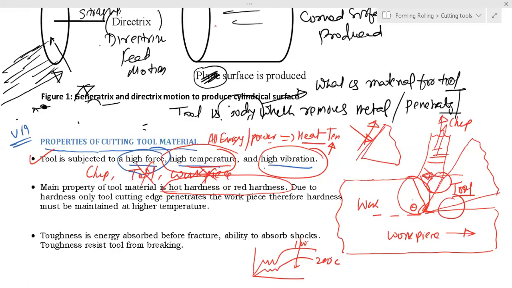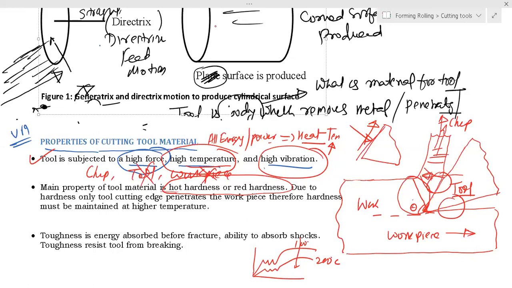And this is the reason we use cutting fluids. So the tool gets heated. Now the hardness of the tool is important at elevated temperature. The tool must be harder at higher temperature also, so that we call red hardness or hot hardness. Red hardness means hardness at higher temperature. It must keep the property of hardness at higher temperature. So the tool must have that red hardness property.